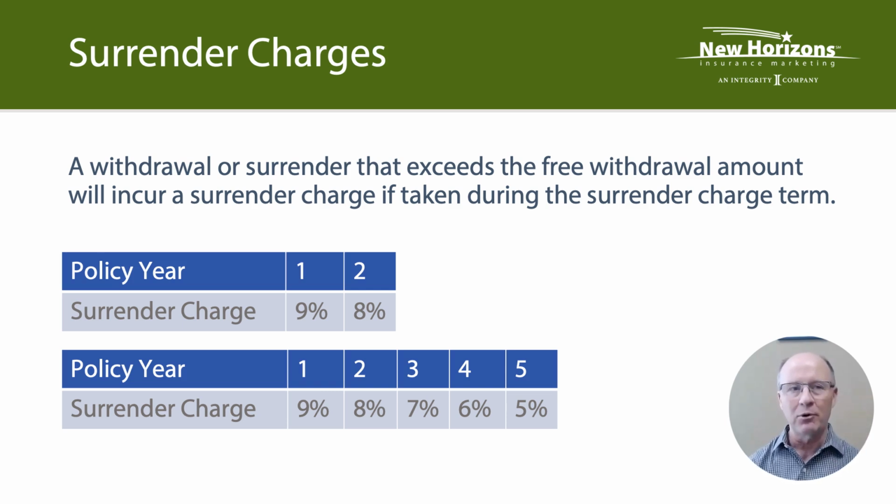Typically if that person took out money that's not free, so maybe there's some free money like interest or whatever it might be, that's fine. But if it exceeds the free withdrawal on a 2-year MYGA, then you're looking at it. If they took that money out that's not free in year one, you're looking at a 9% penalty. If it occurs in year two on a 2-year MYGA, it's an 8% penalty. Now, the more common MYGA, multi-year guarantee annuity, that's written is a 5-year.